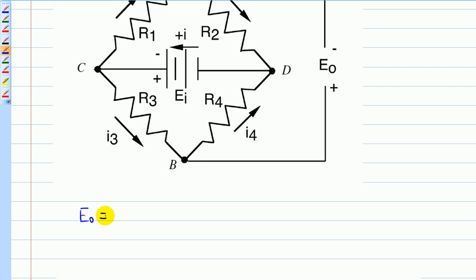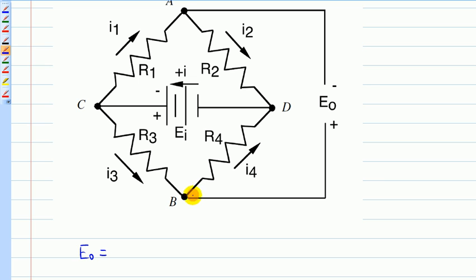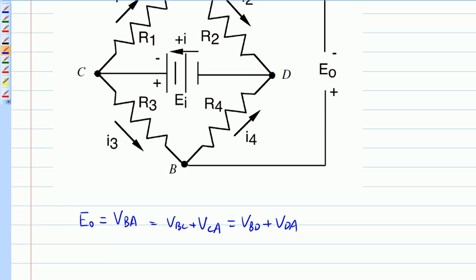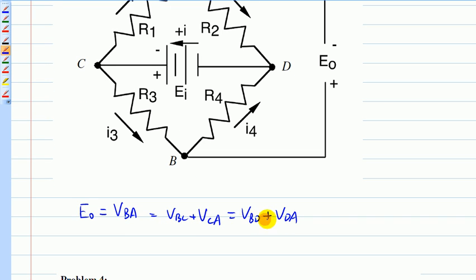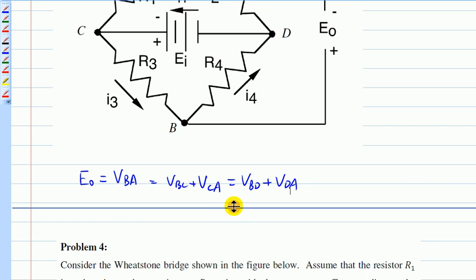First, EO is the voltage drop from B to A, so that basically equals VBA, right? So what's VBA? VBA, of course, is going to be the voltage drop across R3 and the voltage drop across R1. So that basically equals VBC plus VCA, or equals VBD plus VDA, right? So this is simple here. If I can find these two or these two, then I can find EO. So let's see, what's VBC and what's VCA?